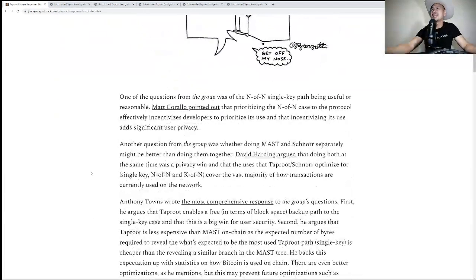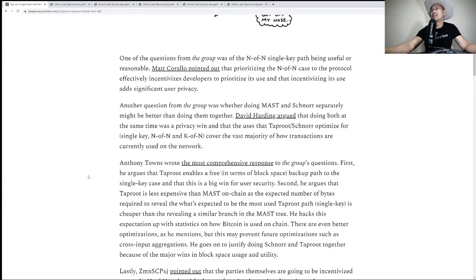Now, the questions that the group had. One of them was, is the n of n single key, the MuSig Schnorr variant of the single key version, really useful? Is that going to be something that people are actually going to use? And Matt Corallo essentially pointed out, well, it doesn't really matter, because by having it there and because it's cheaper to use the single key path, we're effectively incentivizing developers to prioritize using the n of n path.